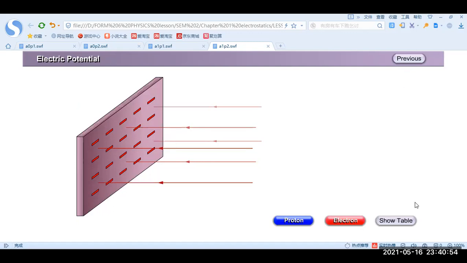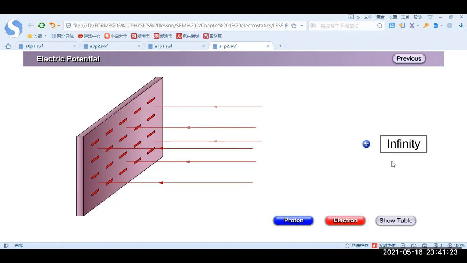Okay, so next, if we change, just now it was a positive plate, right? Now we use a negative charge plate. If it is a negative charge plate, the electric field direction is into the plate. That means now the electric field direction is from right to left.